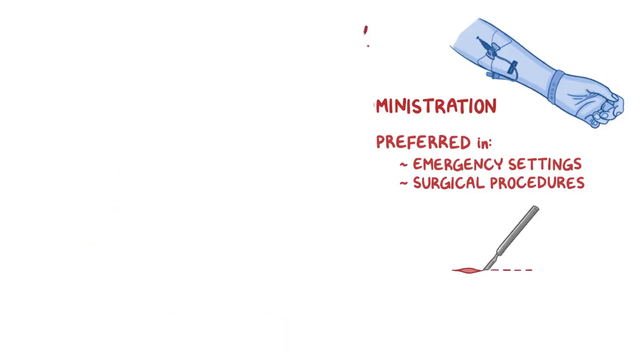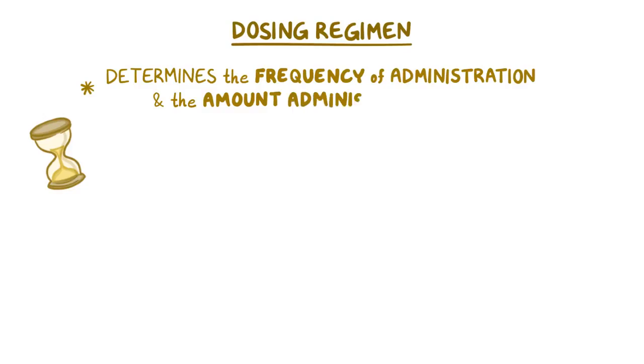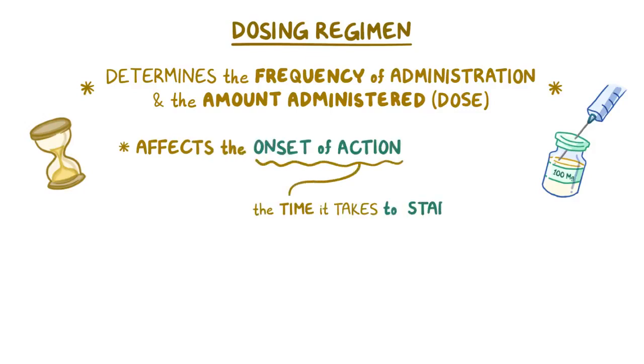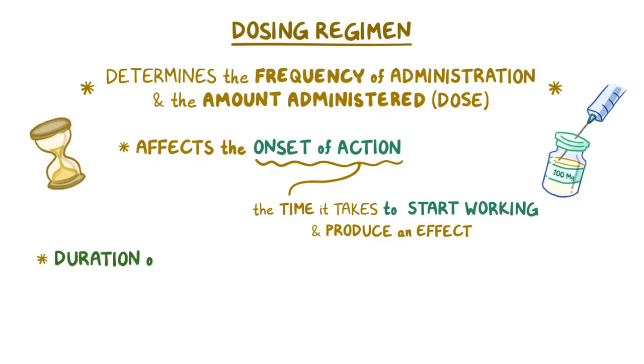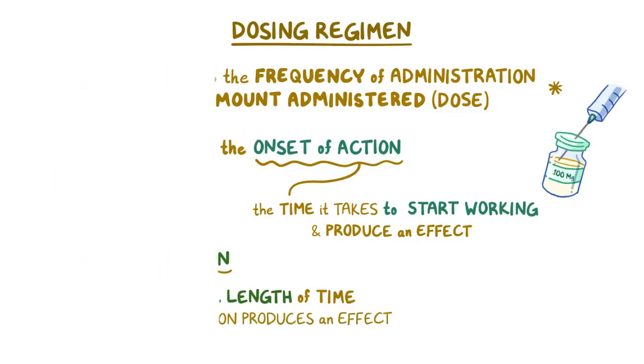Alright, now each medication is given at a specific schedule or dosing regimen, which determines the frequency of administration and the amount administered, known as the dose. The regimen is important since it affects the onset of action, or the time it takes for a medication to start working and produce an effect, as well as the duration of action, which is the total length of time during which a medication produces an effect. So, there are three main types of dosing regimens.